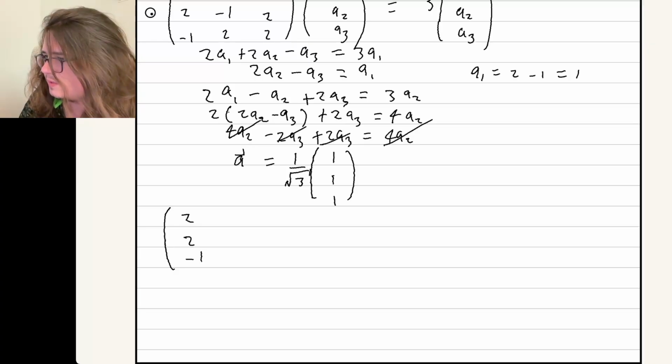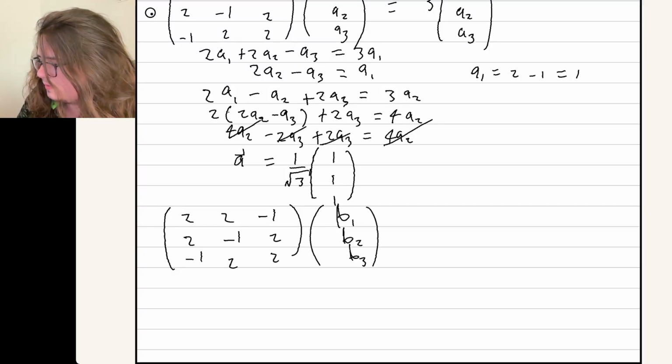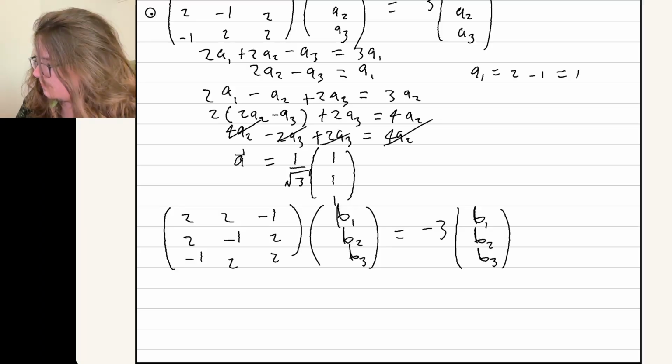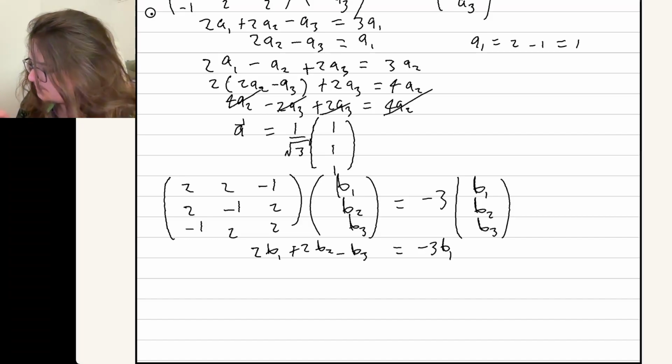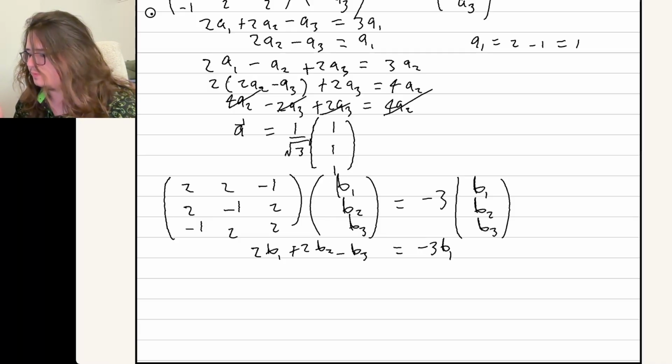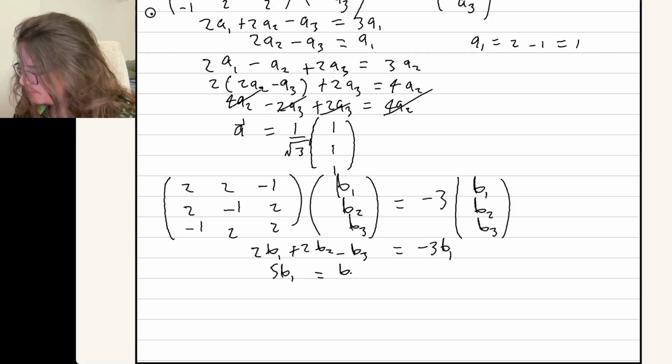2, 2, minus 1, 2, minus 1, 2, minus 1, 2, 2 times arbitrary eigenvector b1, b2, b3 is equal to minus 3 times b1, b2, b3. Setting up the equations again, we've got 2b1 plus 2b2 minus b3 equals minus 3b1. This time, let's move the b1 stuff to the other side and have 5b1 equals b3 minus 2b2, and then solve for b1 to get b3 minus 2b2 over 5.